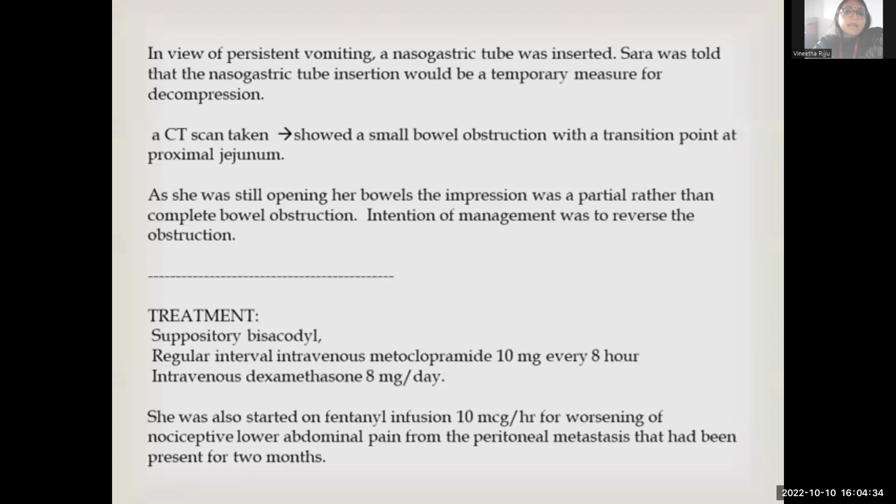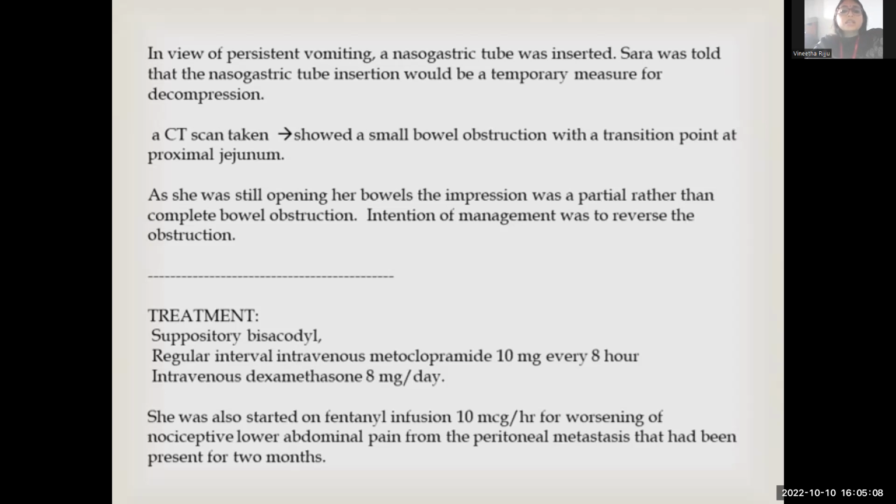Now, intention of management was to reverse the obstruction. So they thought they will do a conservative medical management for that. Okay. So what was given to her? Suppository bisacodyl, regular interval intravenous metoclopramide, and intravenous dexamethasone 8 milligram per day. She was also started on fentanyl infusion 18 microgram per hour for worsening of nociceptive lower abdominal pain.